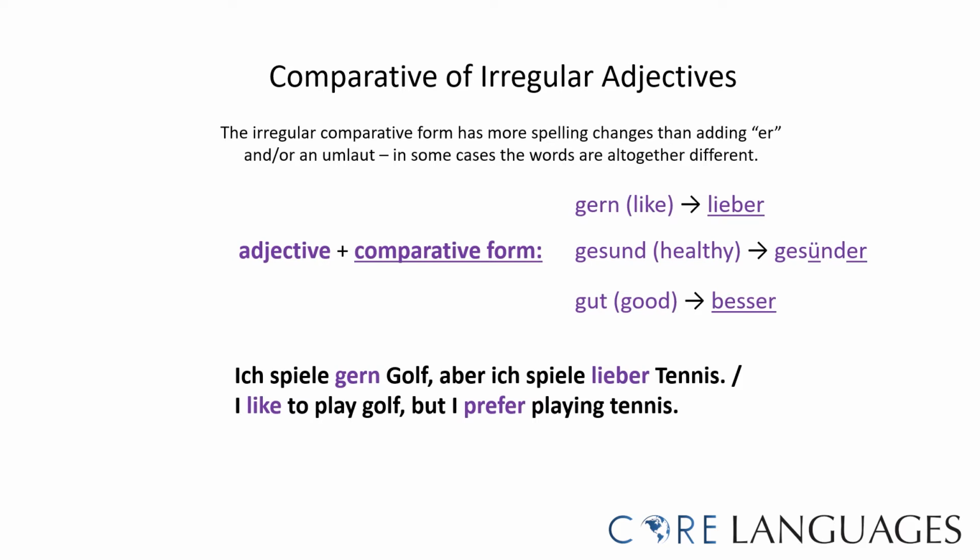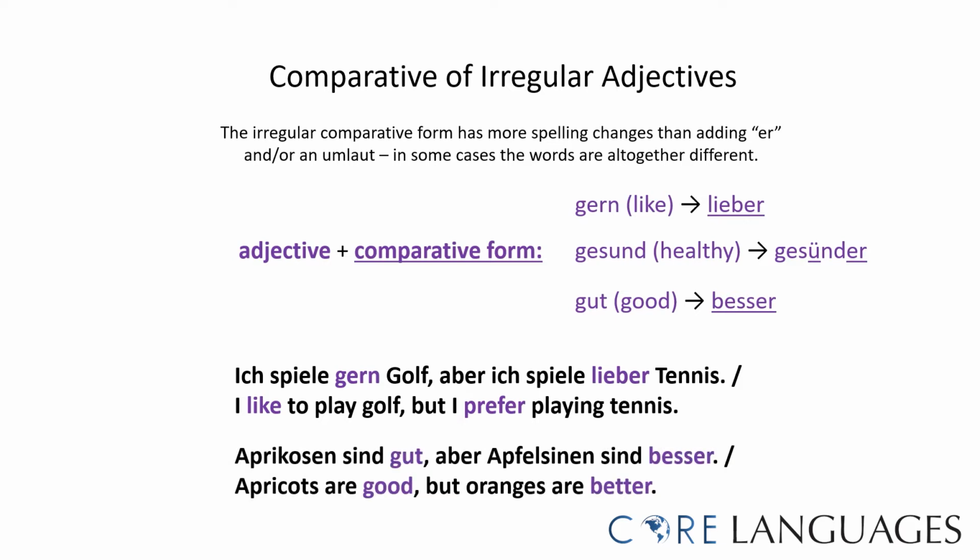For example, ich spiele gern Golf, aber ich spiele lieber Tennis. I like to play golf, but I prefer playing tennis, or I rather play tennis. Aprikosen sind gut, aber Apfelsinen sind besser. Apricots are good, but oranges are better.